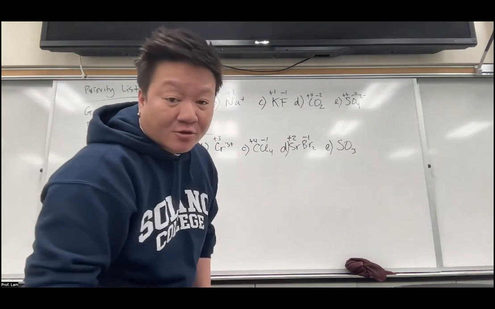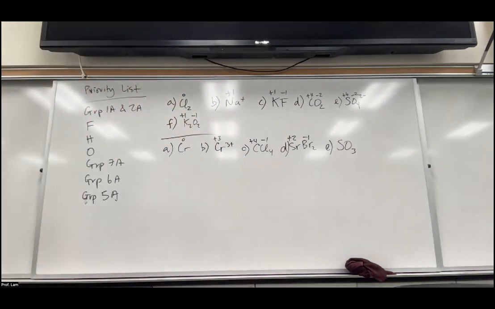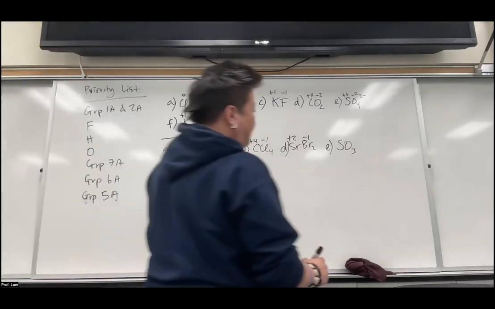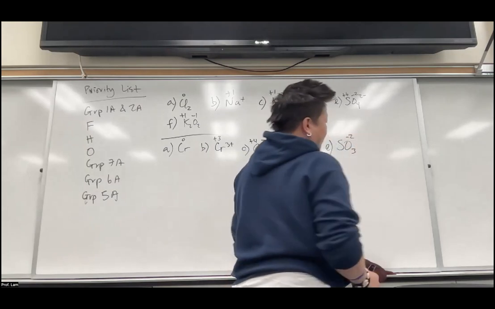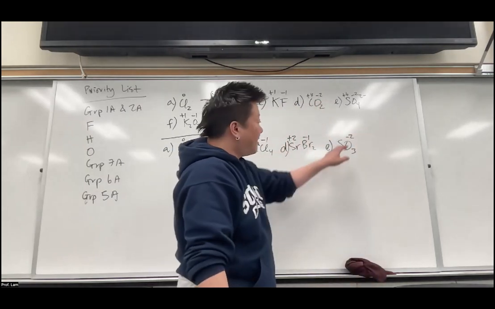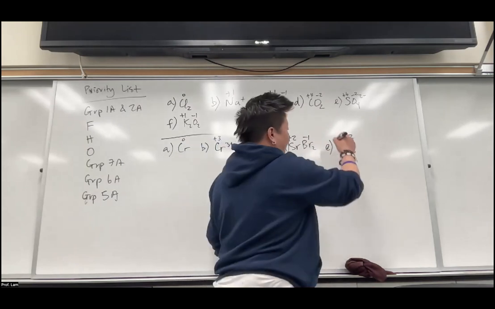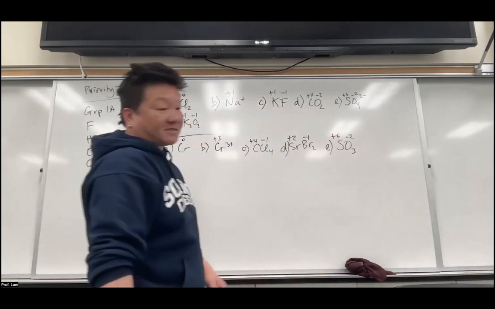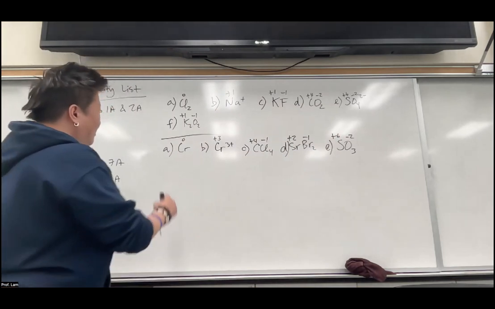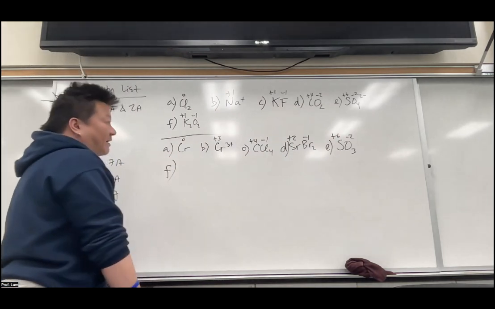Let's look at SO3. All right. Between sulfur and oxygen, everybody, which one are we going to assign first? Oh, sulfur is in group 6A. However, oxygen's above sulfur, right? So oxygen gets -2, right? Because it's in group 6A. -2 times 3 is -6. So sulfur has to be what? +6. Right.